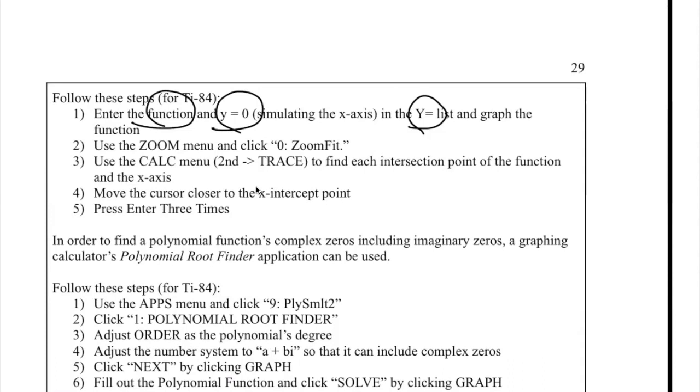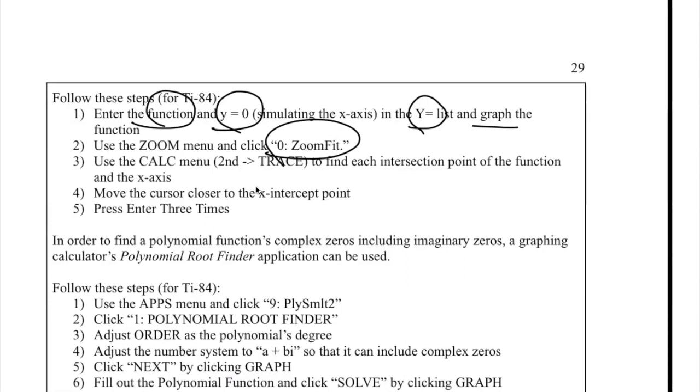How are you going to graph the function? First, you're going to click the graph button, and then you're going to click the zoom button. Zoom is located on the top middle. So you're going to click zoom, scroll down and find 0: ZoomFit. Then the graphing menu will show those two graphs that we have in a closer look.